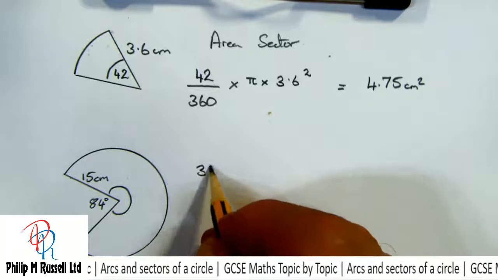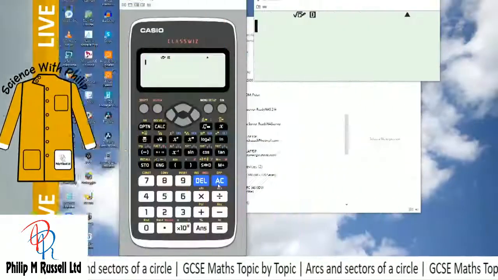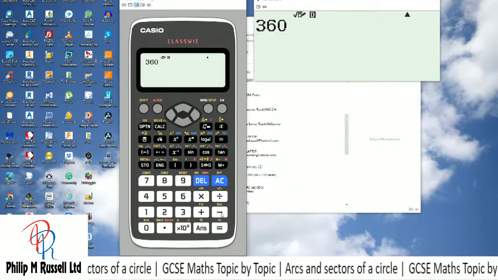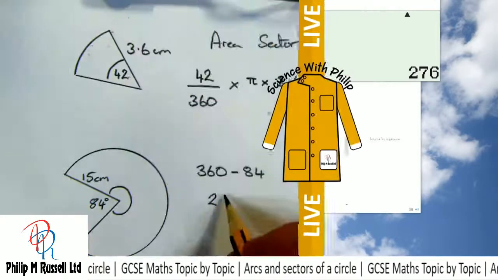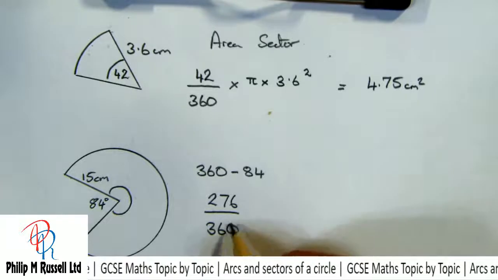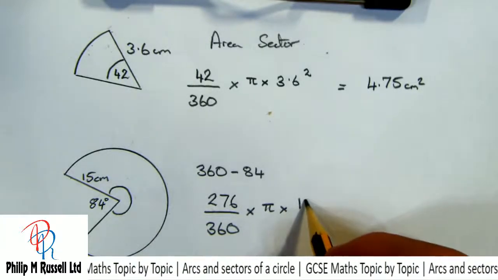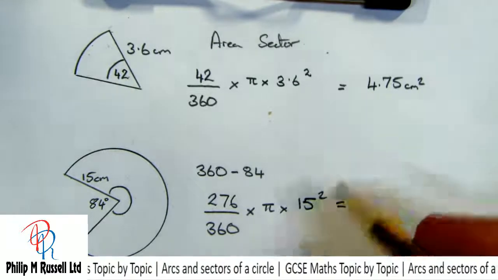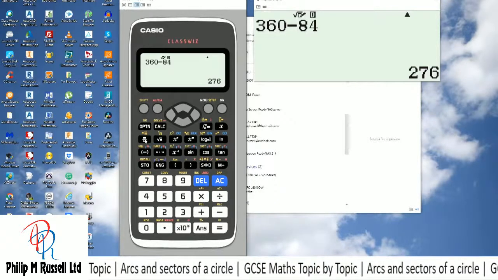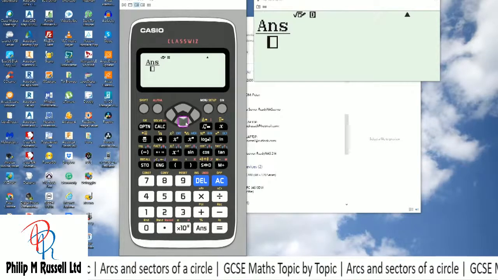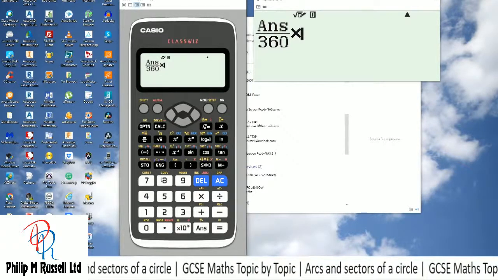To start with then, we need to do our 360 minus our 84, which gives me 276 over 360 multiplied by pi r squared, so it's going to be pi times the radius, which we've given 15 squared. And all we need to do is put that into the calculator. So I've already got my number there, which is my answer, divided by 360 multiplied by simply pi r squared.